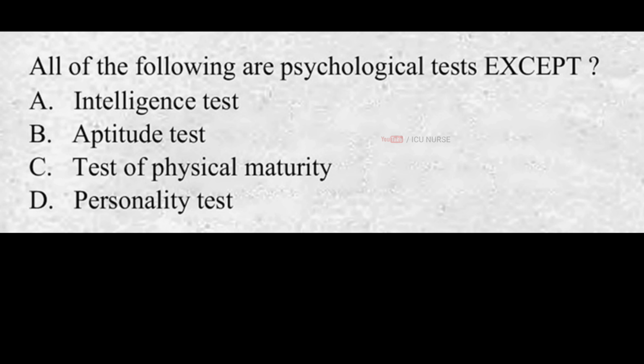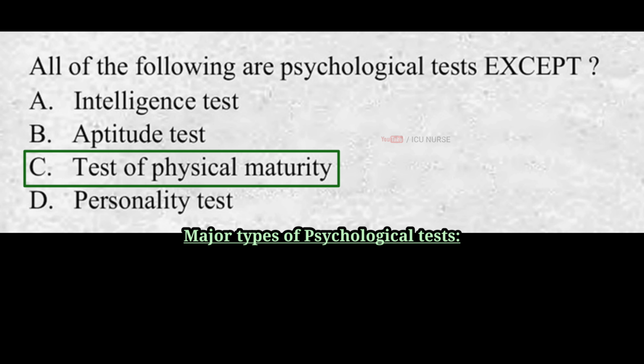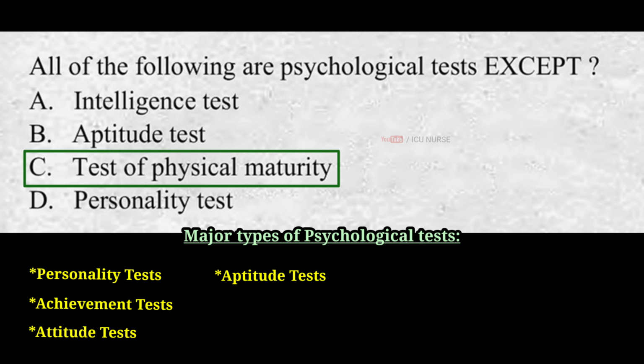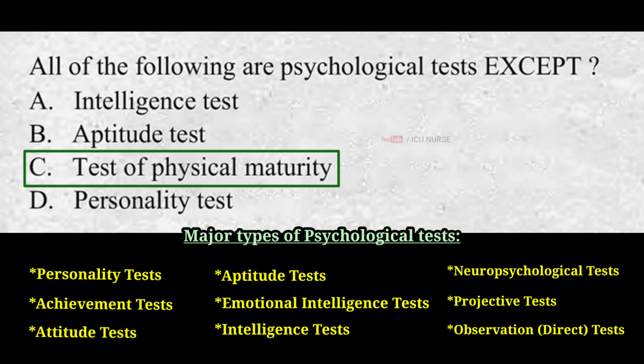All of the following are psychological tests except A. Intelligence test, B. Aptitude test, C. Test of physical maturity, D. Personality test. And the correct answer is C. Test of physical maturity. The major types of psychological tests are personality tests, achievement tests, attitude tests, aptitude tests, emotional intelligence tests, intelligence tests, neuropsychological tests, projective tests, and observation tests.